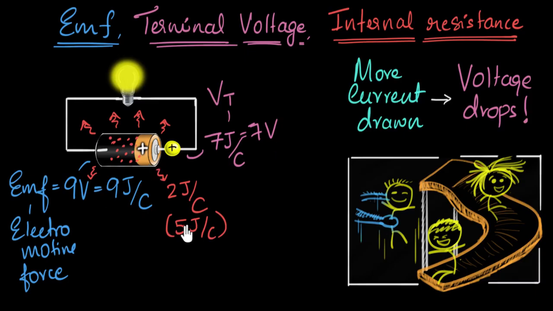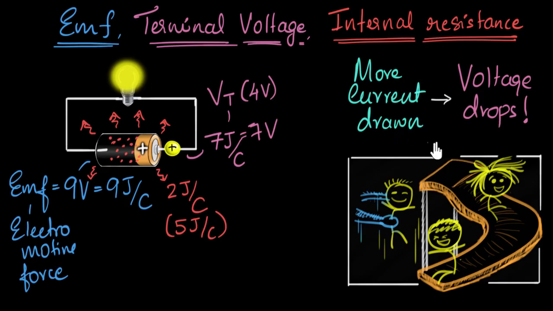Out of 9, 5 got lost. So the new terminal voltage would only be 4. So let me just write that over here. 4. There are a lot of numbers, but I hope you see what's going on over here. So what did we see? As the charge moves faster, the terminal voltage drops.